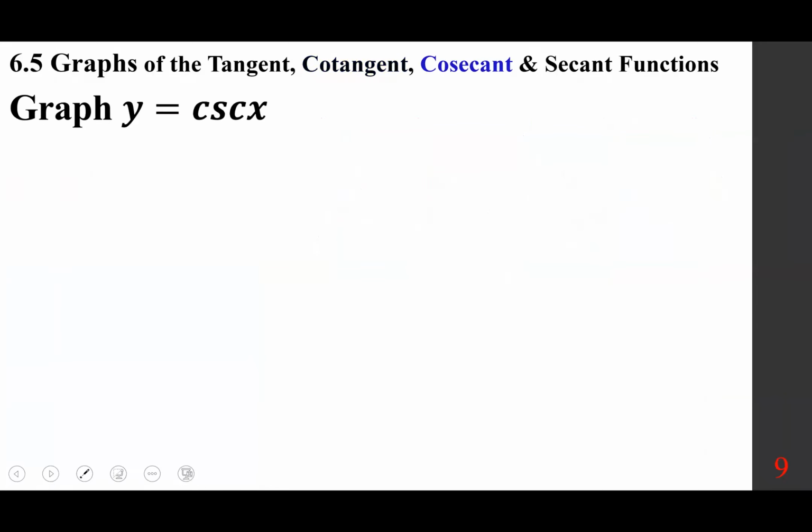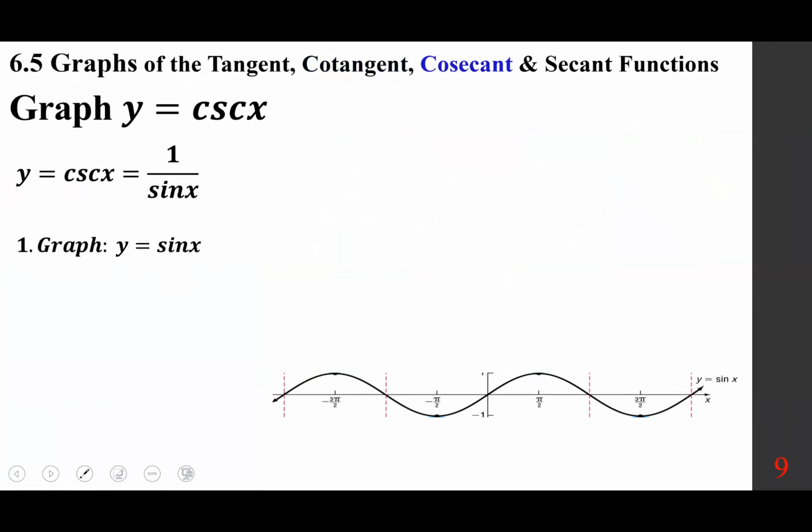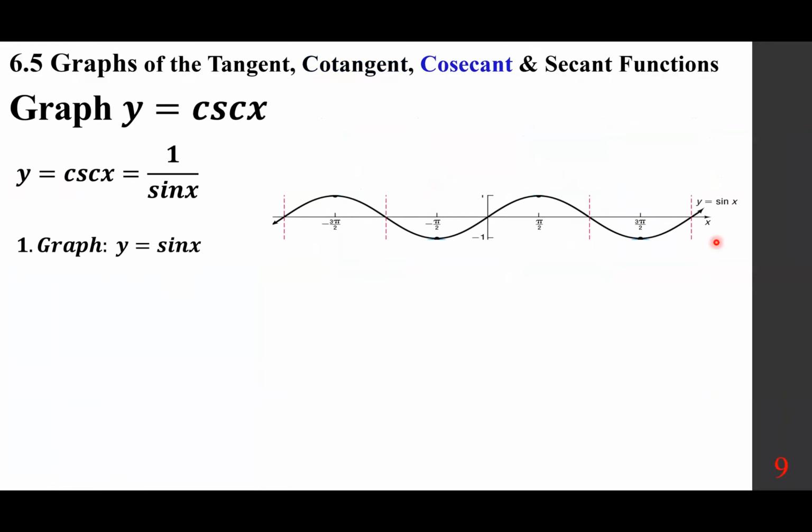Here's cosecant x. How do you graph cosecant x? Well, cosecant is 1 over sine. So never mind, just graph the sine. Whatever the sine is, sine x, sine 5x, whatever. And then flip it over. Here's sine. Flipping over means that.